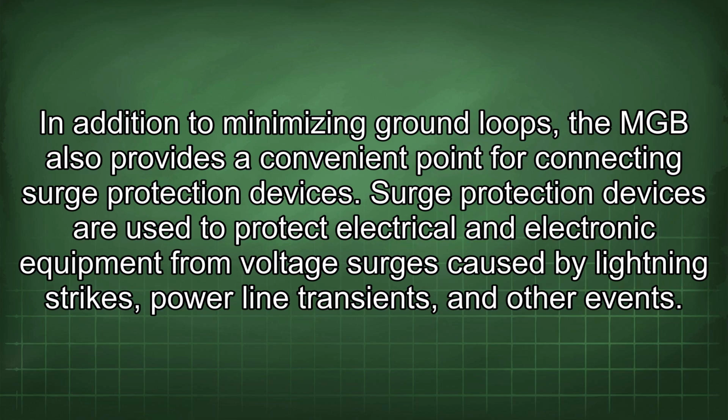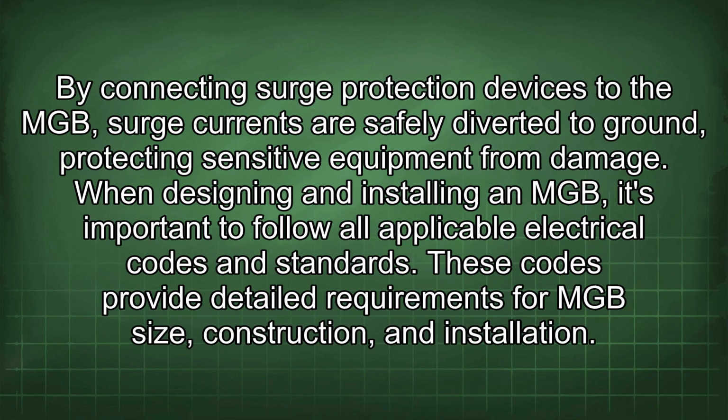In addition to minimizing ground loops, the MGB also provides a convenient point for connecting surge protection devices. Surge protection devices are used to protect electrical and electronic equipment from voltage surges caused by lightning strikes, power line transients, and other events. By connecting surge protection devices to the MGB, surge currents are safely diverted to ground, protecting sensitive equipment from damage. When designing and installing an MGB, it's important to follow all applicable electrical codes and standards.